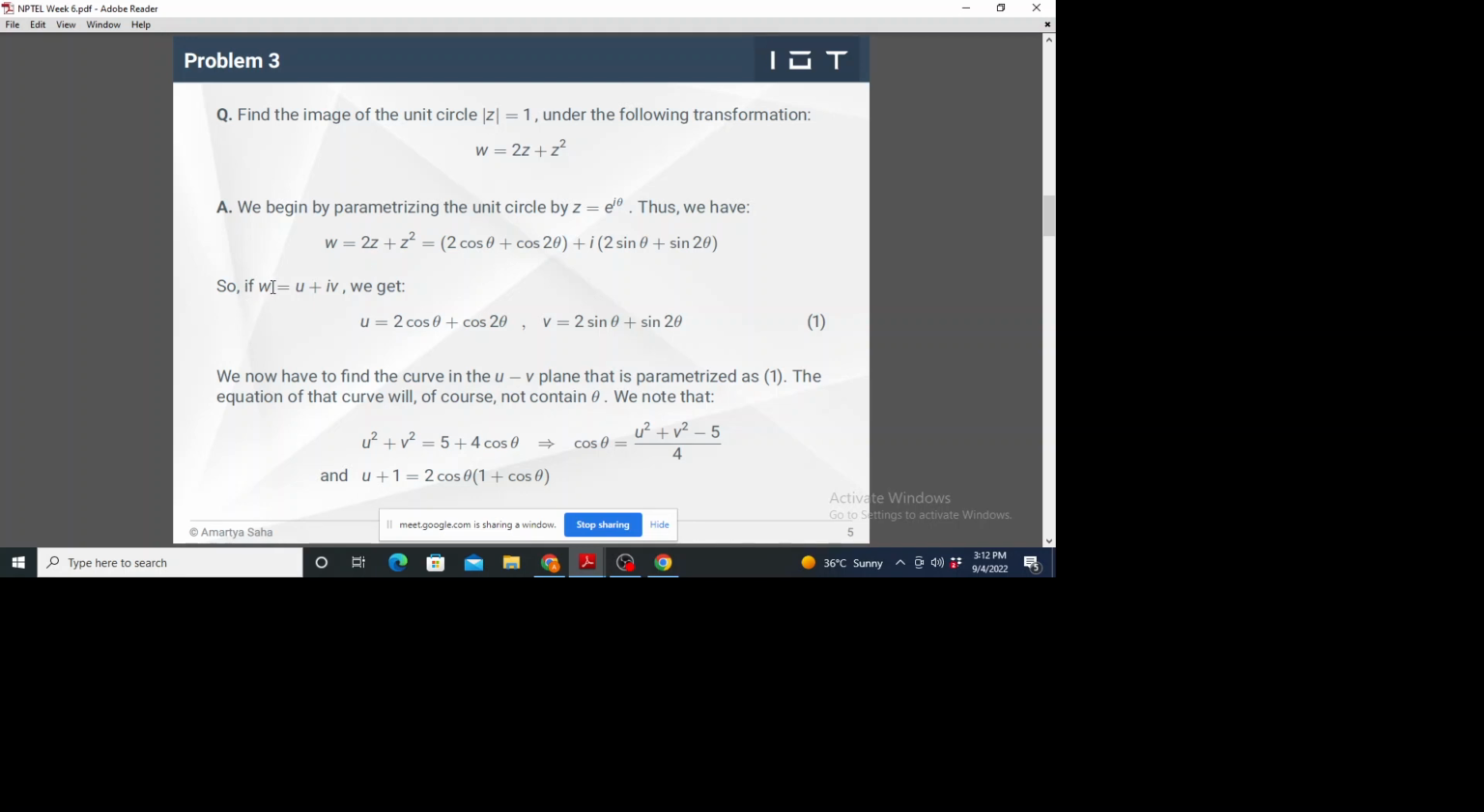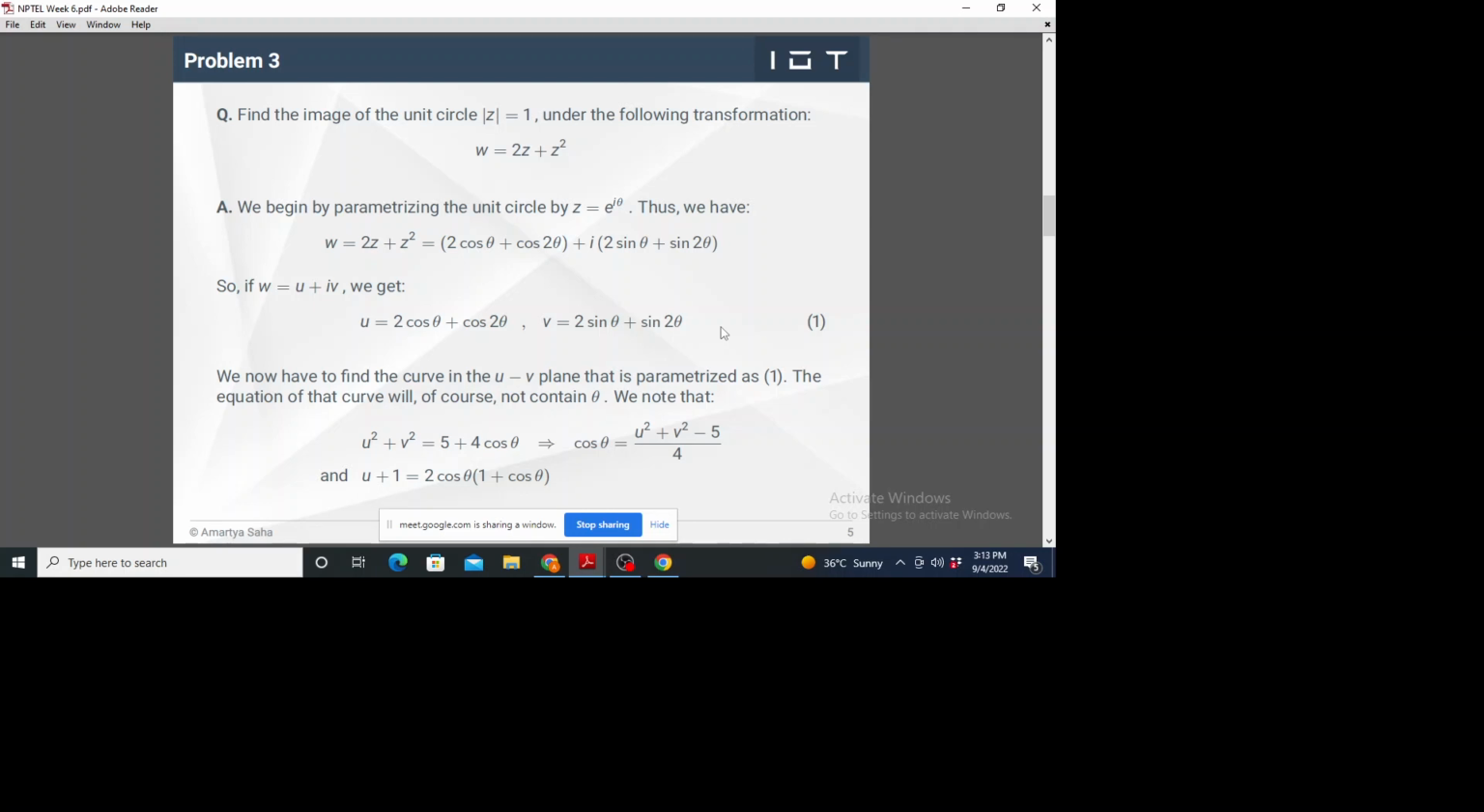So of course we can write w as u plus iv. That is what we do all the time. If we write w as u plus iv, then u is the real part and v is the imaginary part. That can be seen directly from here. So we have extracted u and v, the real and imaginary parts of w.